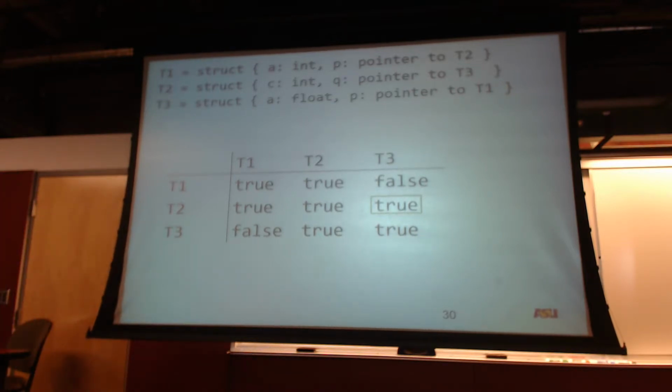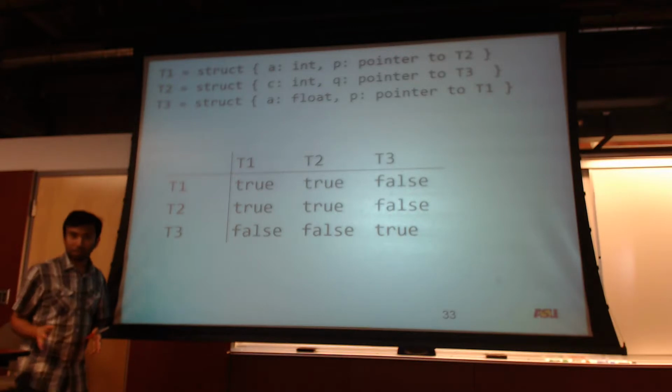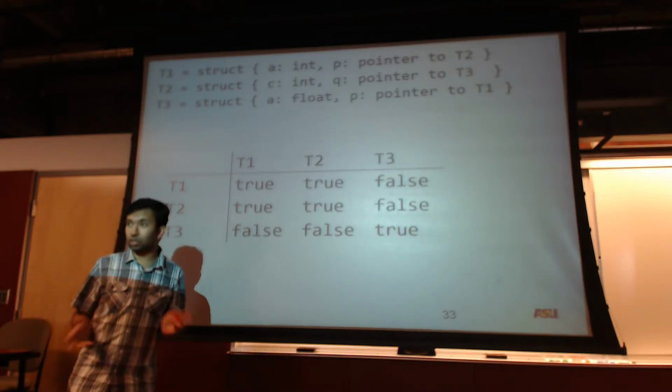So let's check T2, T3. The first variable is not equivalent, so this has to be false. And if that is false, then we make this false as well. Now the n cross n array has changed. We have to check again.